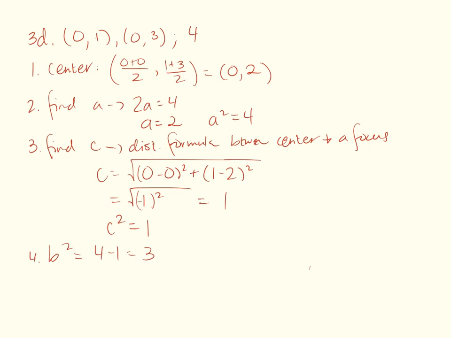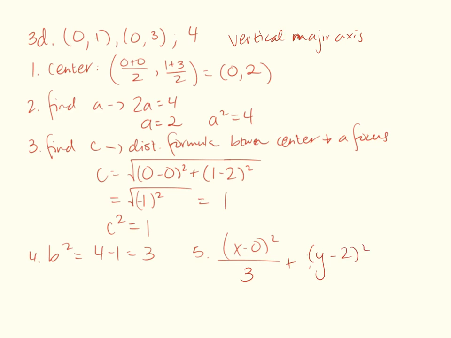And so then my equation is (x minus 0) squared over, if you notice at the beginning, again, the points vary on the y coordinates, so this is a vertical major axis. So a squared is going to go under the y term, so this is going to be x squared over 3 plus (y minus 2) squared over 4 equals 1. And that's my answer.